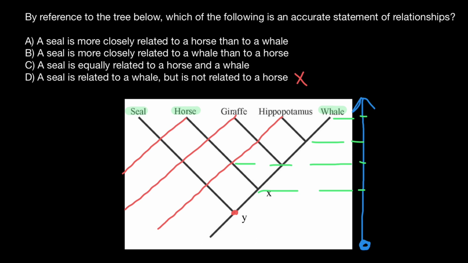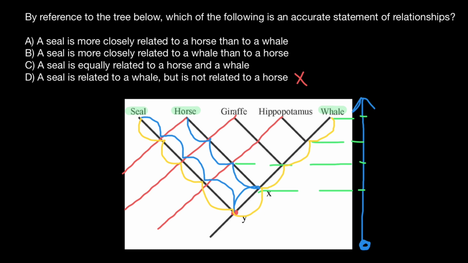All these fragments, as you see, would make the same fragment on the time scale. Now let's find the distance between seal and horse in time fragments. And here's going to be the first fragment, second, third, fourth, fifth, sixth, seventh, and eighth. 8 time fragments of the same length between seal and horse. Now let's find how many fragments separate seal and whale. And 1, 2, 3, 4, 5, 6, 7, 8.